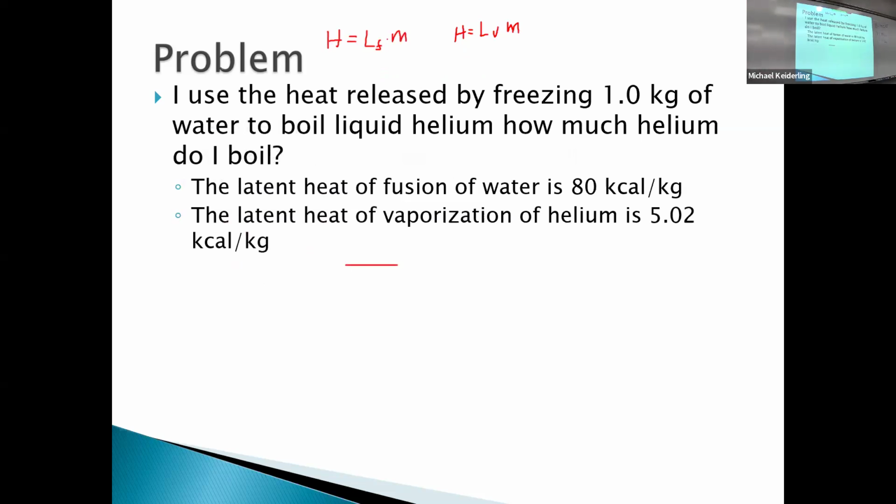So here, if I use the heat released by freezing 1 kilogram of water to boil liquid helium, how much helium do I end up boiling? So the latent heat of fusion of water is 80 kilocalories per kilogram, and the latent heat of vaporization of helium is 5.02 kilocalories per kilogram. So I'll give you a few minutes to work on this.